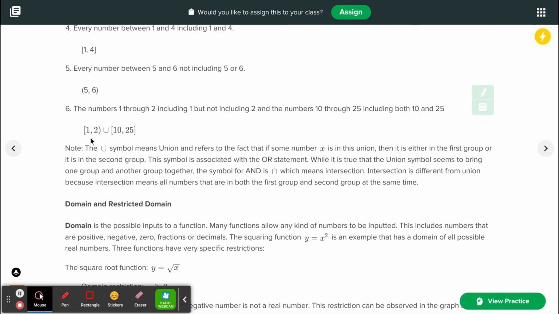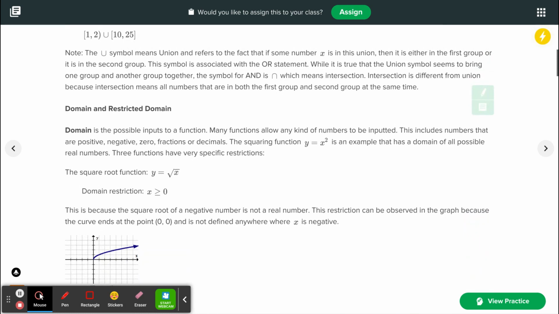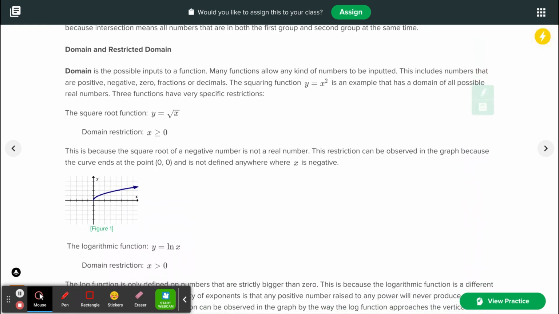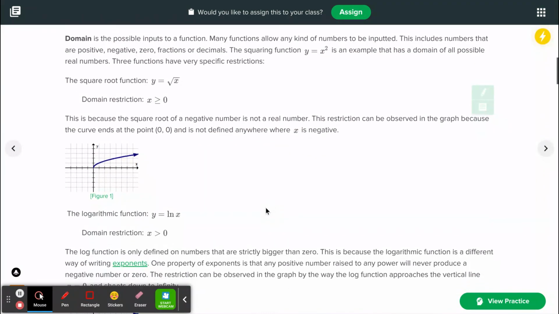So here in this example, it would be numbers from 1 to 2, including 1, as well as numbers between 10 and 25, including 10 and 25. We don't see that a ton, but they just have it listed there. And again, just remember that as we go through different functions, we are going to talk about a different domain and range for those functions.